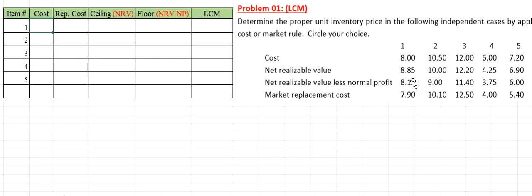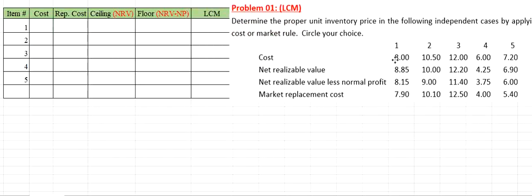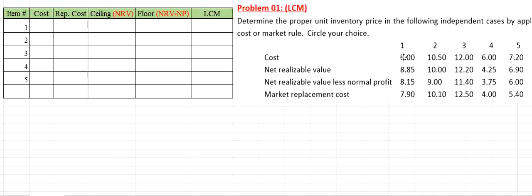Now my job is to shift this data given to me in this question. By the way, I've taken a screenshot of the question and pasted it here in the Excel sheet so that you can have the question in front of you while I'm solving it. So let's shift the cost row data.